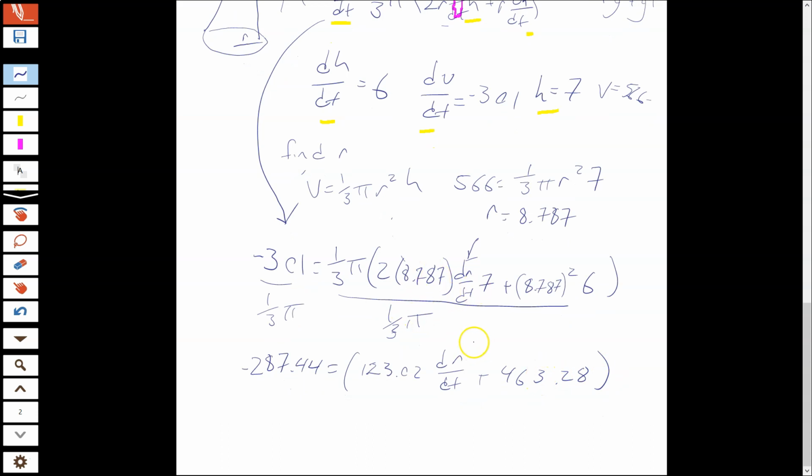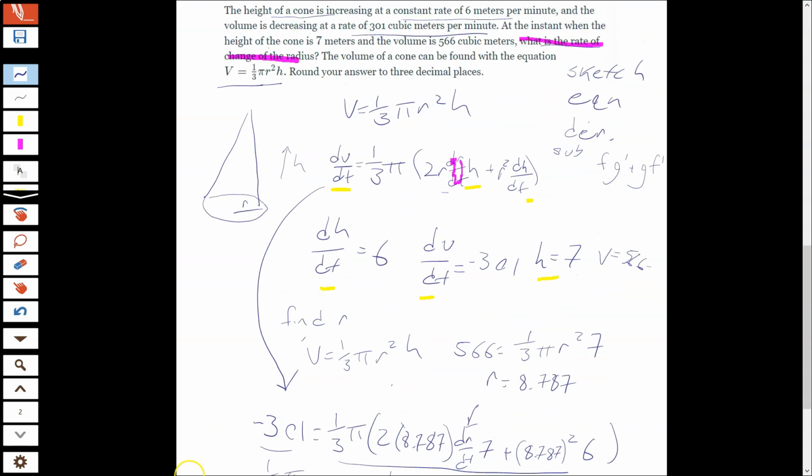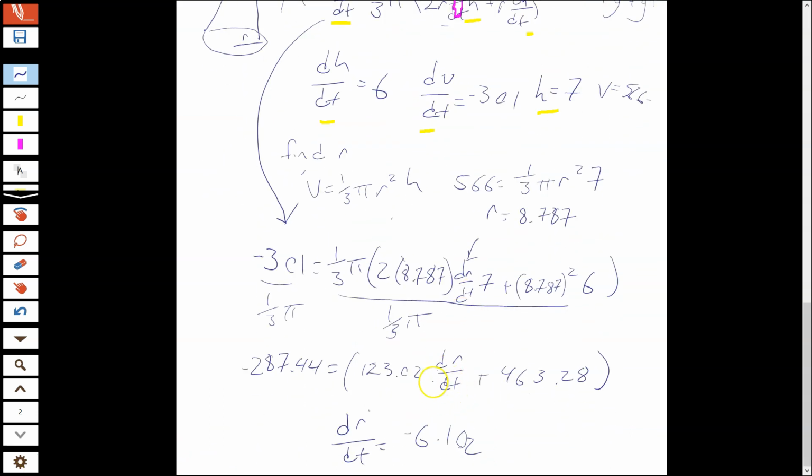So now, you guys know how to solve this. I'd subtract 463 on both sides, and then I divide by 123.02. And what you get when you do that is negative 6.1. And I'll keep a couple more digits: negative 6.102. And it is a radius that is changing, so that is just going to be plain old, what were my units in the original problem? Meters, so plain old meters per minute.